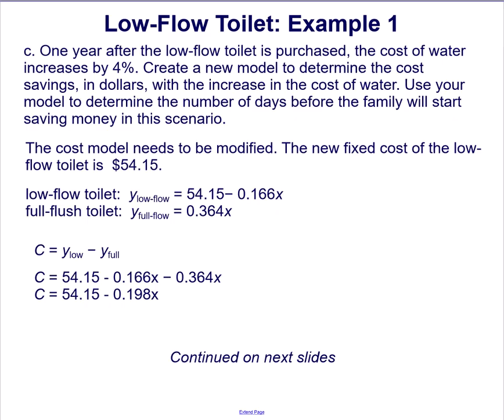So the cost model needs to be modified. The new fixed cost for the low flow toilet is $54.15, expressed right here. So the Y with the subscript low flow is the new model is going to be $54.15 minus the 0.166 for each day times X. And for the full flush toilet, that new model is going to get replaced with 0.364 times X. Now remember, the cost model is going to be C is equal to Y with the subscript low flow minus the cost of the full flow. So that's going to give us our cost savings.